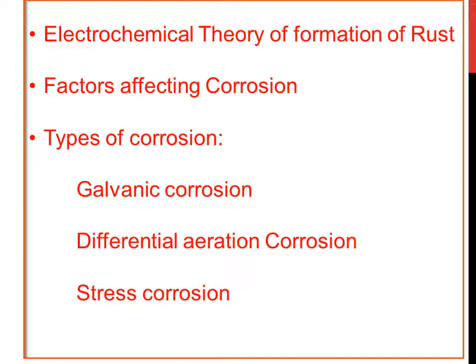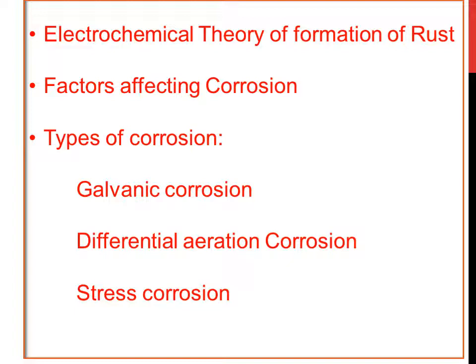So these are all the various factors that we have discussed, and how they influence the rate of corrosion. And next we have also discussed types of corrosion. We have discussed different types of corrosion like galvanic corrosion, differential aeration corrosion, and stress corrosion. Galvanic corrosion is also called differential metal corrosion. Here, when two dissimilar metals come in contact with each other under a corrosive environment, the type of corrosion that takes place we call galvanic corrosion.